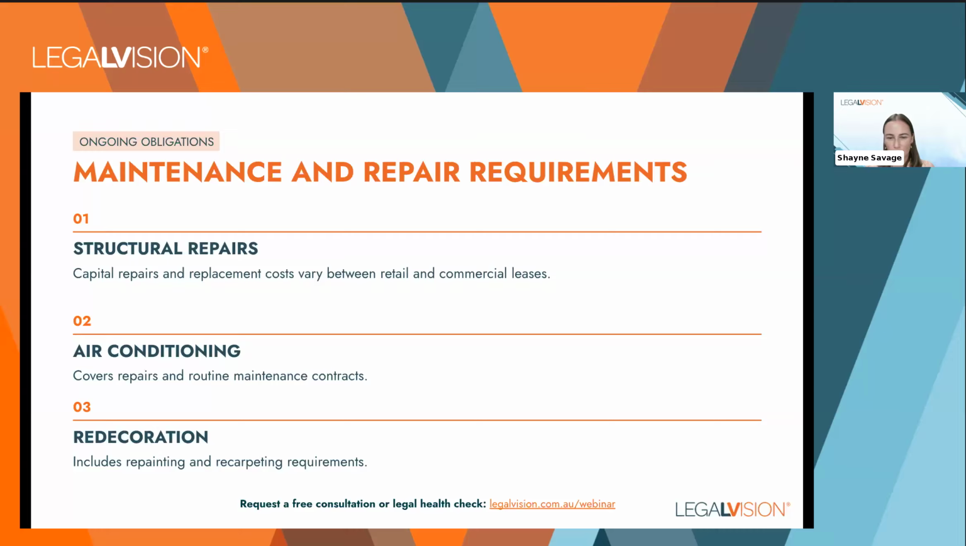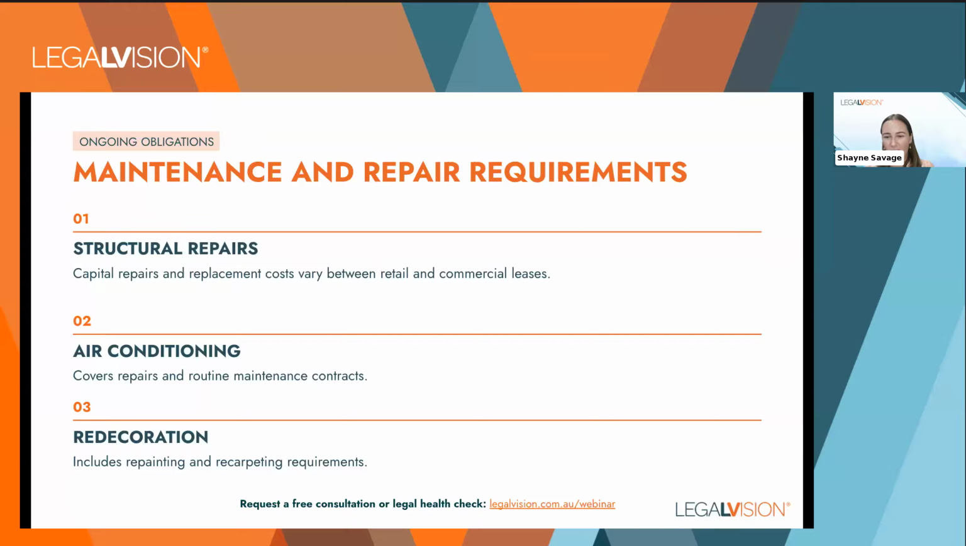You'd also likely want to include in your lease specific confirmation as to which party is responsible for air conditioning costs, whether that's repairs or routine maintenance contracts as well. For both retail and commercial tenants, there's generally a responsibility that the tenants are responsible for these costs. And if they fail to do that, then they would also be responsible for replacement costs if they're a commercial tenant.